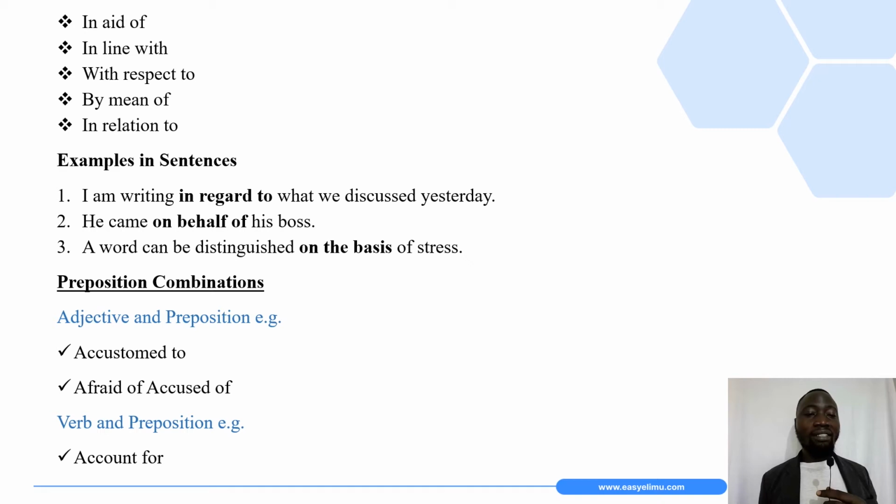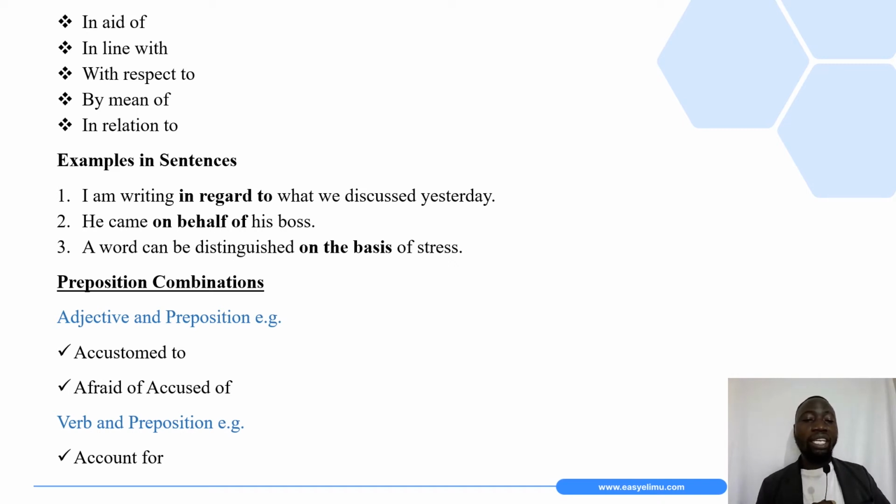So in the first sentence, we have, I am writing in regard to what we discussed yesterday. So the complex preposition that we have there is in regard to. Then the second sentence, he came on behalf of his boss. So the complex preposition that we have there is on behalf of.